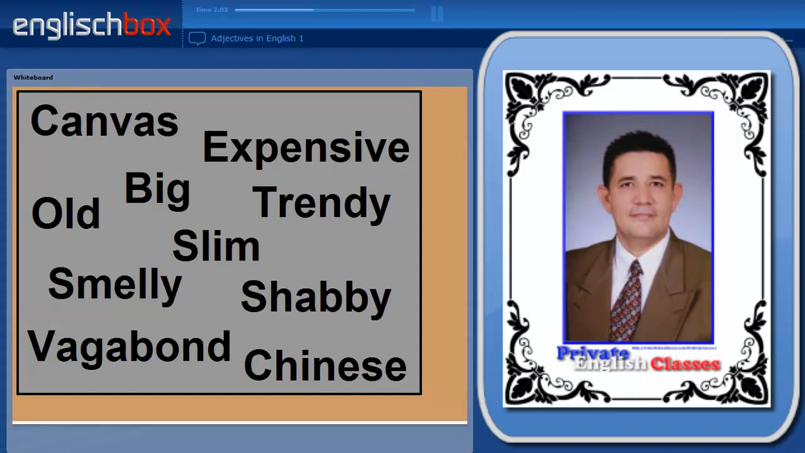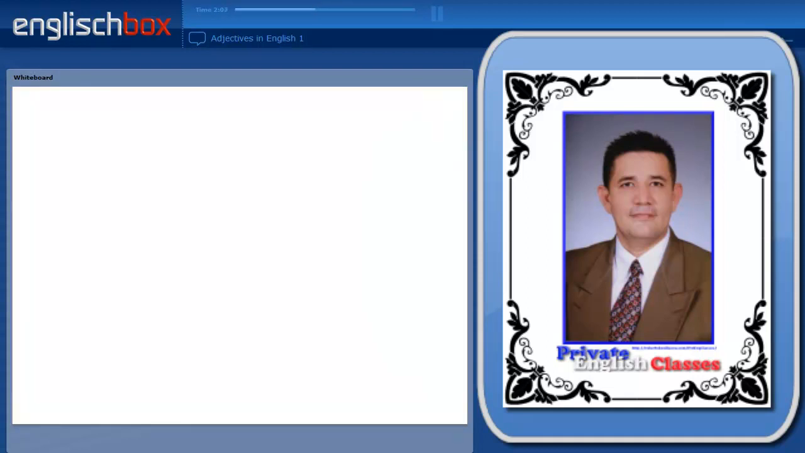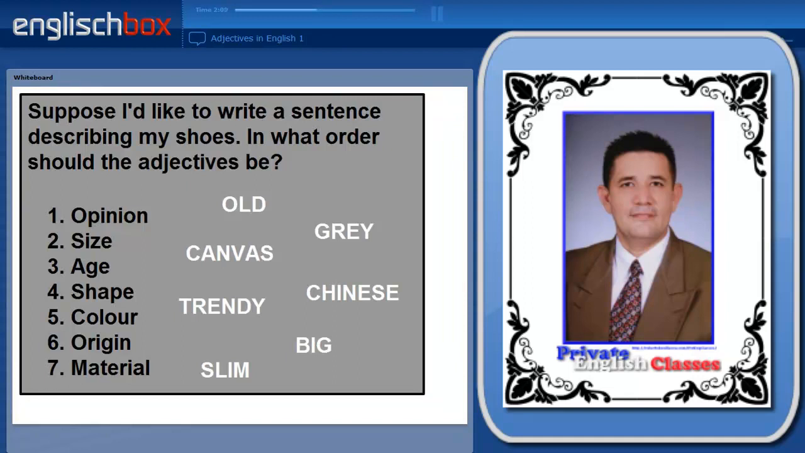And if we want to use all these adjectives in a sentence to describe my shoe, we have to put them in quite a particular word order. If you don't use this word order, it can sound a little bit strange. In fact, this word order comes naturally to native speakers. First, we use the adjective of opinion, and after that, we have the adjectives of size, age, shape, color, origin, and material.